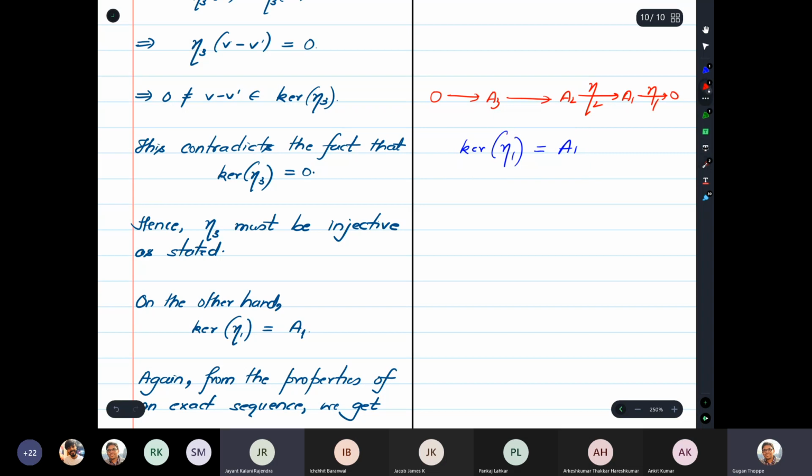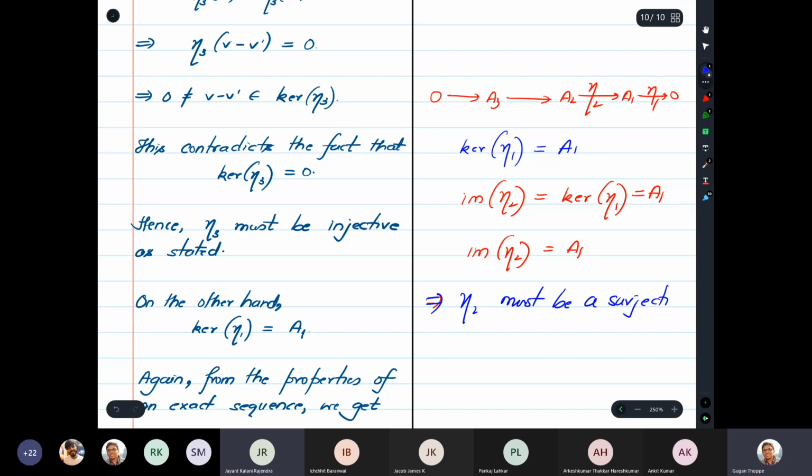Now since the kernel of eta 1 is A1 and this is an exact sequence, we have that the image of eta 2 must equal the kernel of eta 1, which is equal to A1, right? So in particular this tells us that the image of eta 2 must be A1. Okay, so this implies that eta 2 must be a surjective map. So this statement over here implies that eta 2 must be a surjective map.